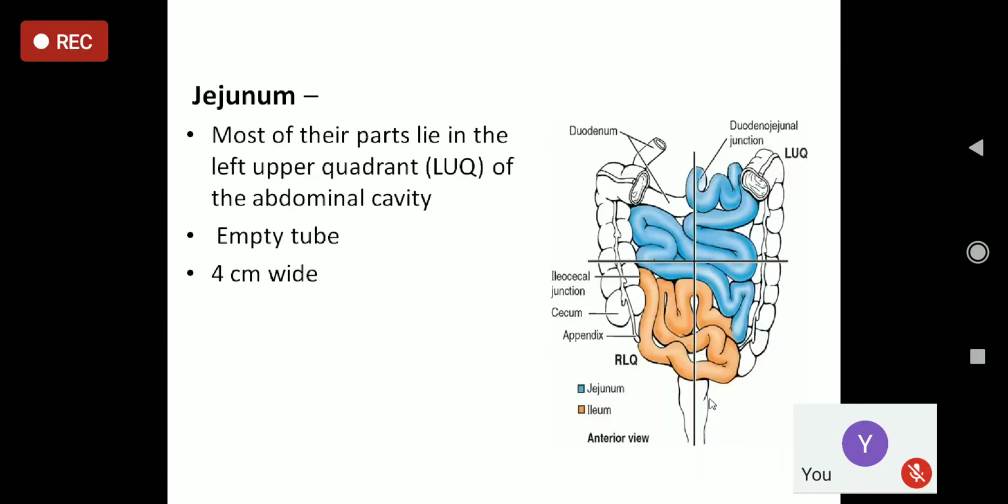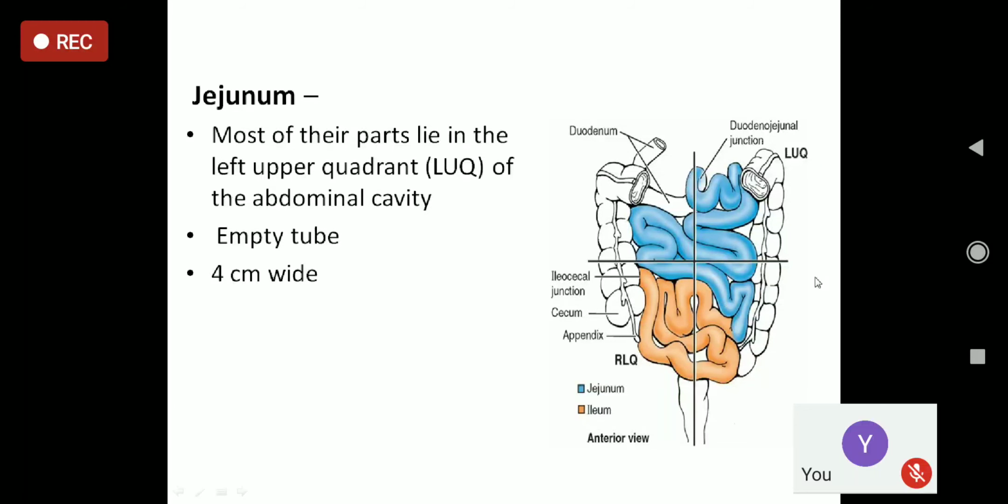Now coming to the jejunum here, see. These are the quadrants of the abdomen. It is divided into 4 main quadrants. There are 9 regions as well, but these are the quadrants. Can anyone tell me how this abdomen is divided into 4 quadrants? What are these lines, and where are you supposed to draw these lines? The vertical and the horizontal lines. Anyone?